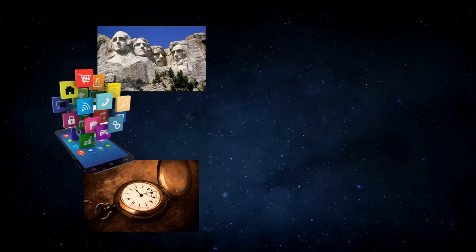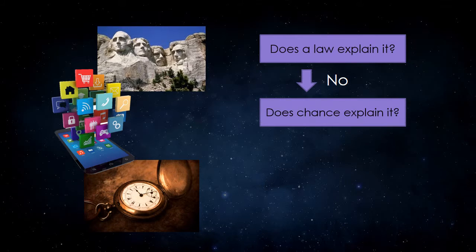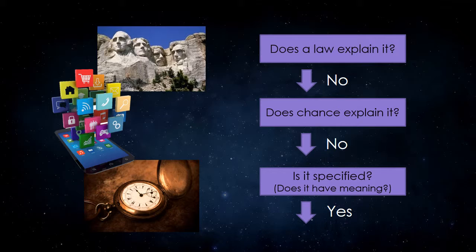There is no law that would require rocks to look like 4 of our past presidents, or for certain parts to assemble into a cell phone or a pocket watch. Mathematically, it is not reasonable to expect these things to form by chance. And all of these things involve not just complexity, but specific meaning. According to the explanatory filter, each of these objects contains sufficient evidence to indicate that it was intelligently designed.